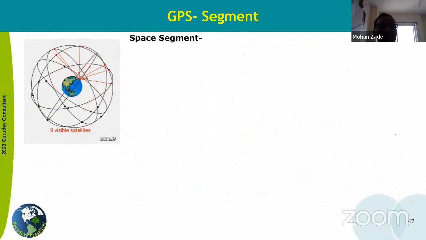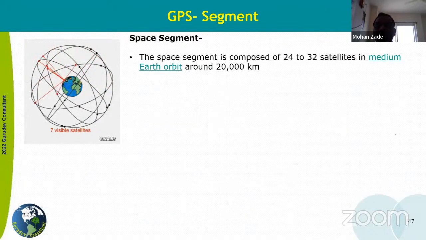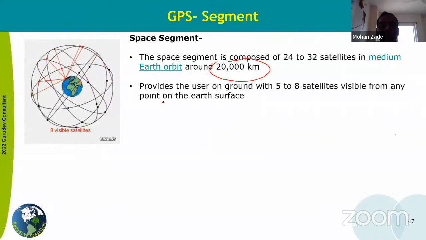Now here, in the space segment, there are 24 to 30 satellites always moving around the Earth in orbits at around 20,000 kilometers. They provide the user on the ground with 5 to 8 satellites. They are positioned in such a way that at any point on the Earth you can see 5 to 8 satellites to record the measurements.